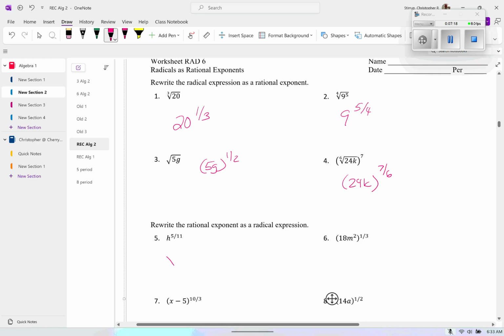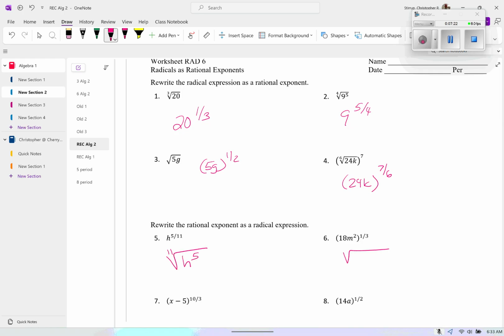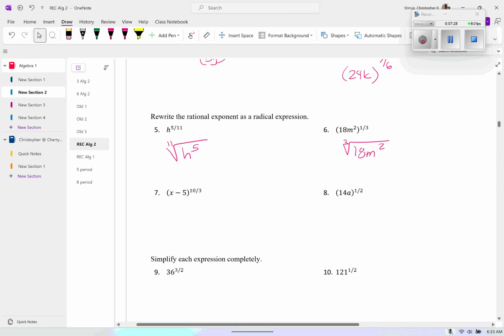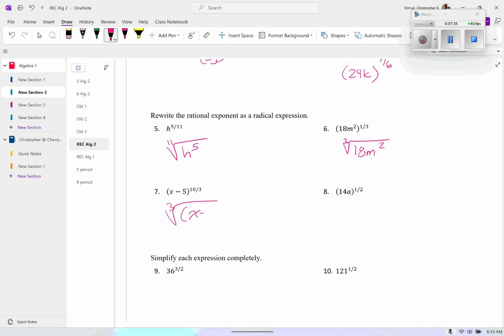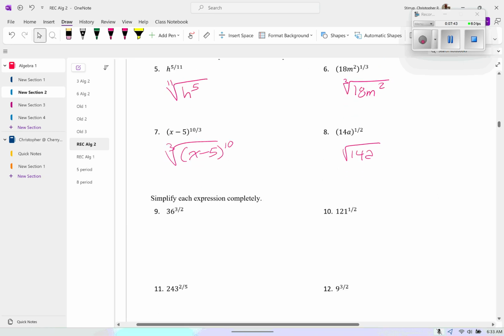Rewrite them as radicals. So this is going to be 11th root of h to the 5th. This one's going to become the third root of 18m squared. I could put in parentheses, but I don't have to. It's all over the radical. This one is going to become the third root of x minus 5 raised to the 10th. This one is going to become just the square root of 14a. And then we can start solving it.